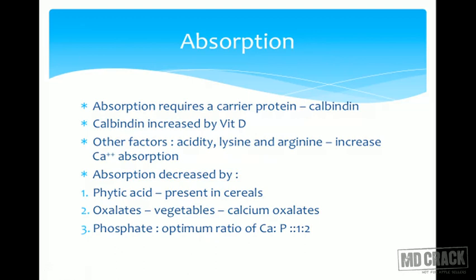Now there is phosphate also. They say the more the phosphate content, the lesser is the calcium absorption. The optimum ratio should be around 1:2 or 2:1. More phosphate decreases the calcium absorption.